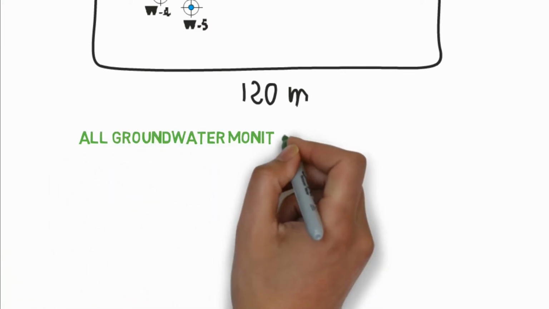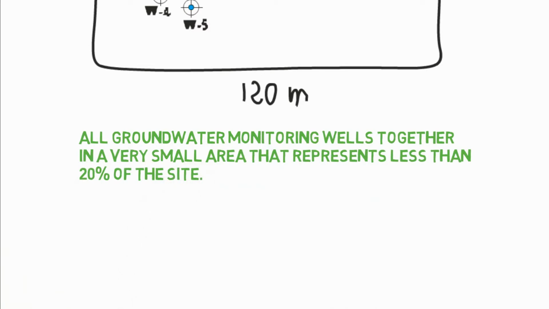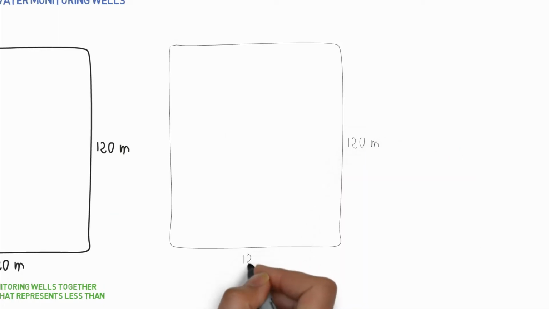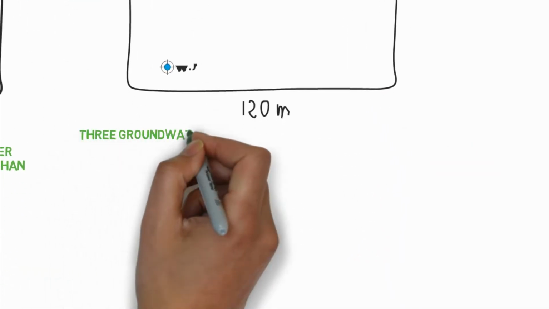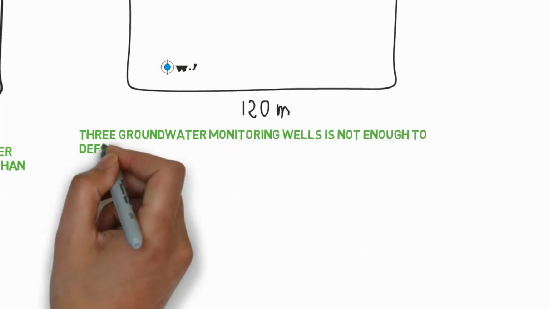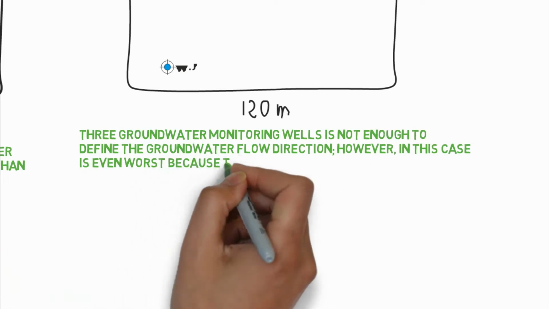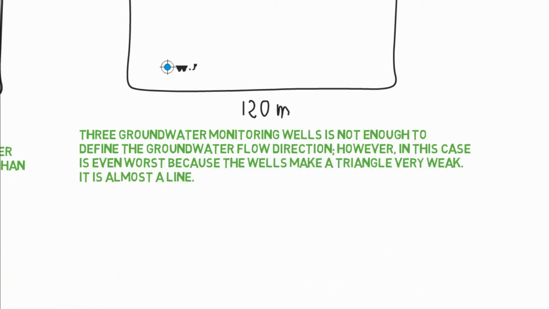All groundwater monitoring wells together in a very small area that represents less than 20% of the site. Three groundwater monitoring wells is not enough to define the groundwater flow direction. However, in this case it's even worse because the wells make a very weak triangle. It is almost a line.